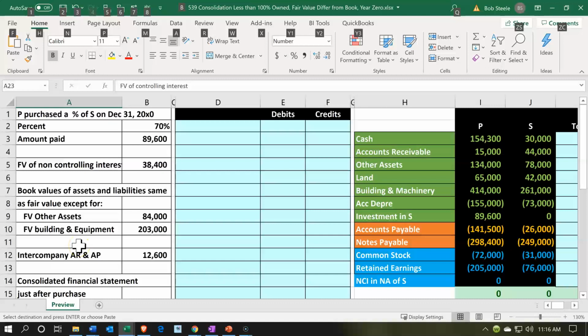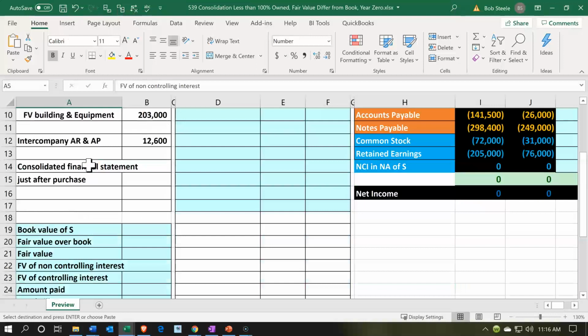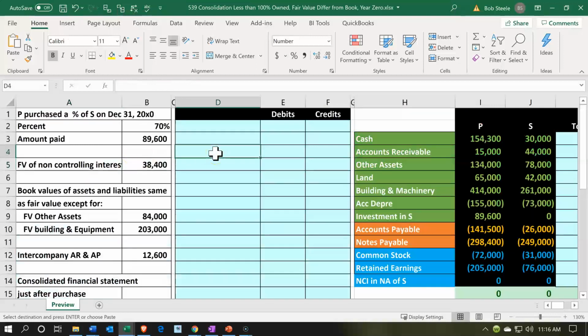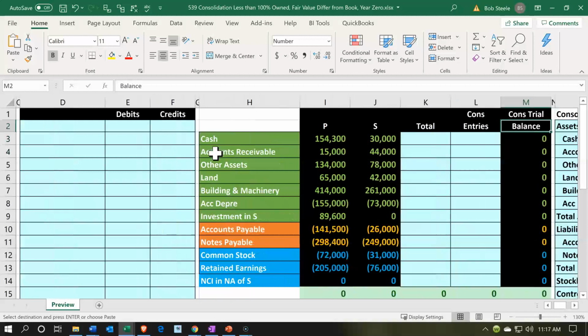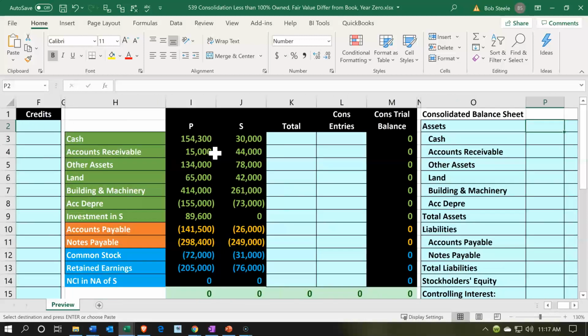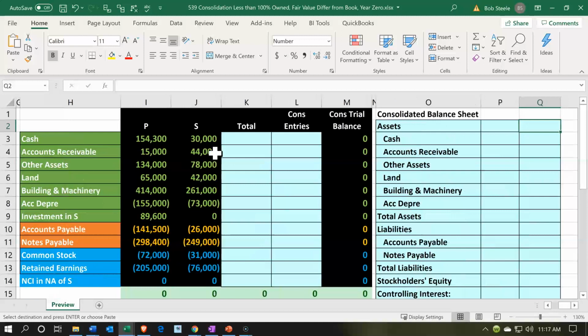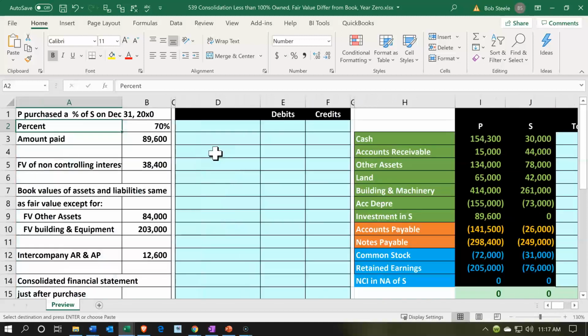Here we are in our Excel worksheet. We're going to have the information to the left. We're going to enter that information into the blue area down below and to the right, including the journal entries. We're going to have our trial balance for company P and S that we will be consolidating. We will total them up and we'll have our consolidation or elimination entries, and then we'll take a look at a consolidated balance sheet. Let's go back to the left, back to the data.